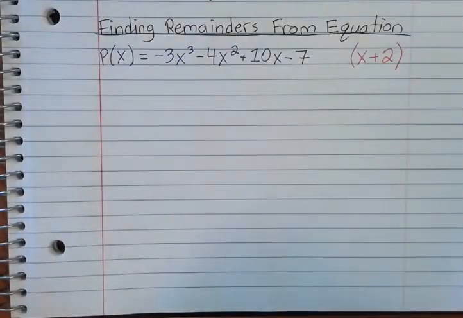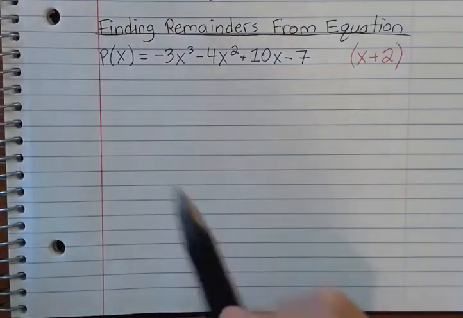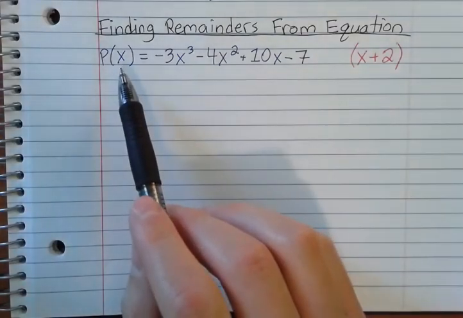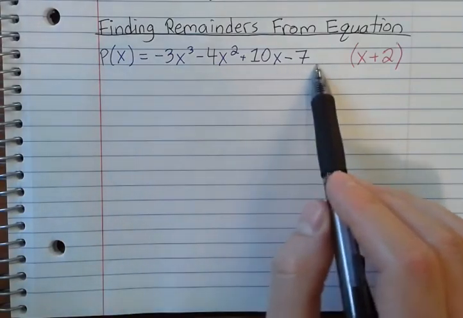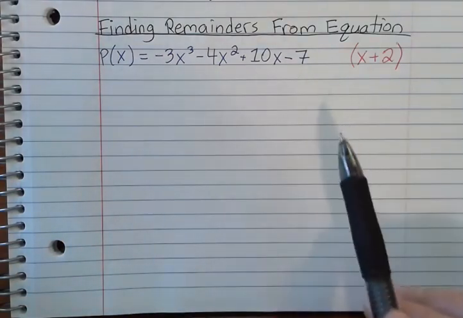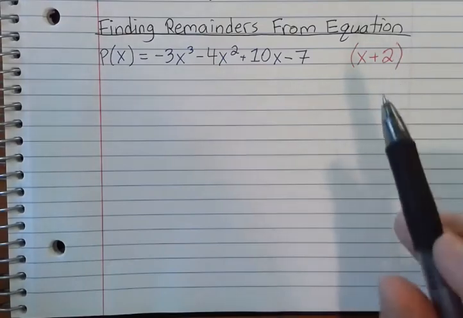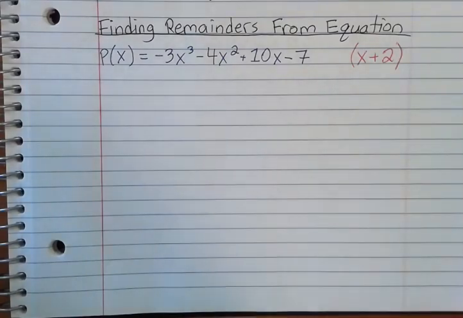Hello. Today we're going to be talking about how to find a remainder when dividing a polynomial by a linear factor without having to go through long division. So we're starting out with a polynomial p of x, and we have this cubic polynomial. Our linear factor that we're going to be dividing by, or would have divided by, is x plus 2.